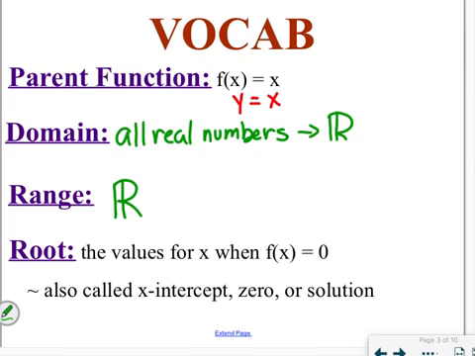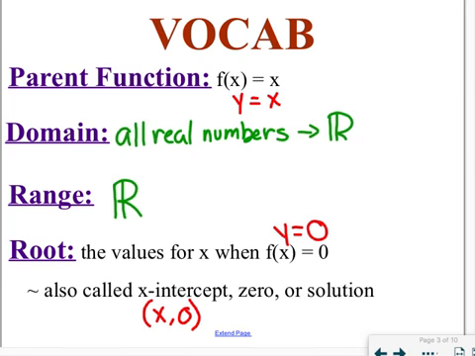Last thing we need to talk about is the root. That is the value of x where f of x is equal to 0. Or if we put that in that more standard notation, where we get an answer of y is equal to 0. This can also be called the x-intercept. We talked about that last section. That was the point (x, 0), so that y value is equal to 0.